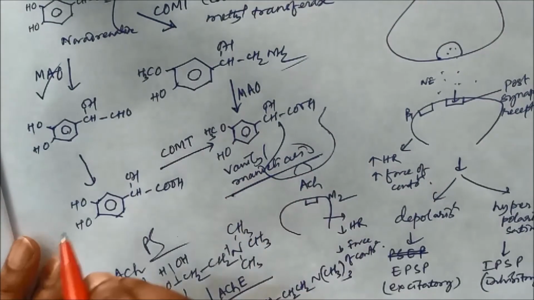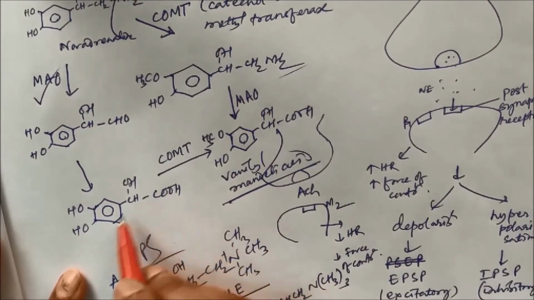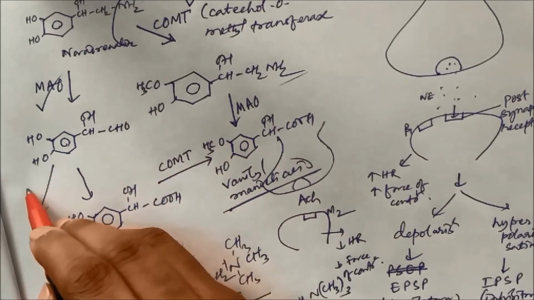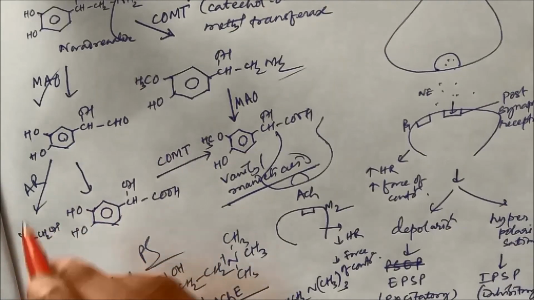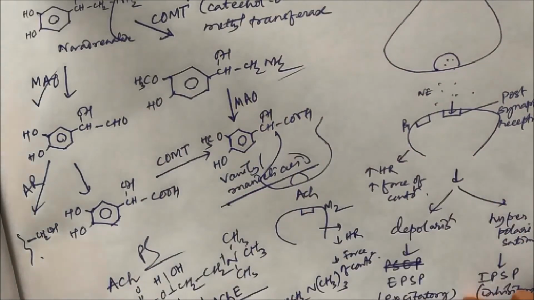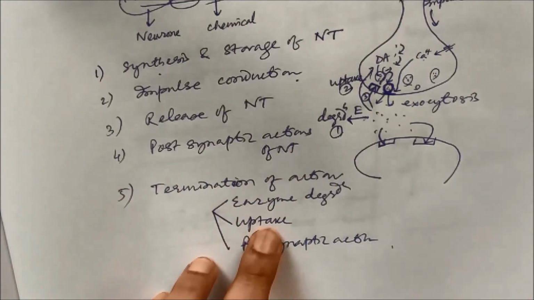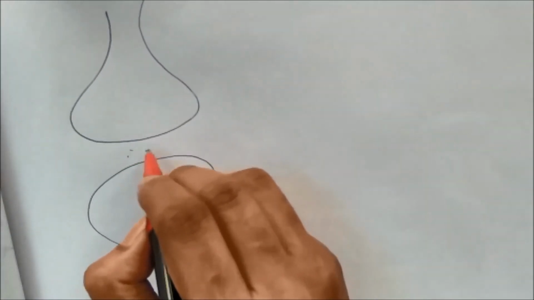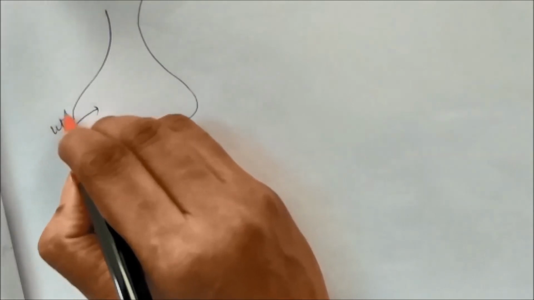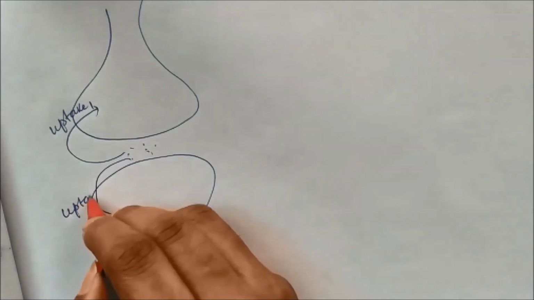And some minor metabolites are formed in case of sympathetic, because here also by aldehyde reductase this can be converted to CH2OH, so some alcohol derivatives can also be formed. Then the other two ways of termination we have discussed, uptake. And uptake in sympathetic, where the neurotransmitter is here, this is called uptake 1 to presynapse. There can also be uptake to postsynapse, uptake 2.